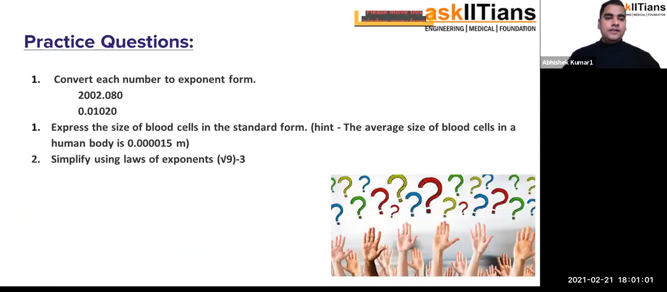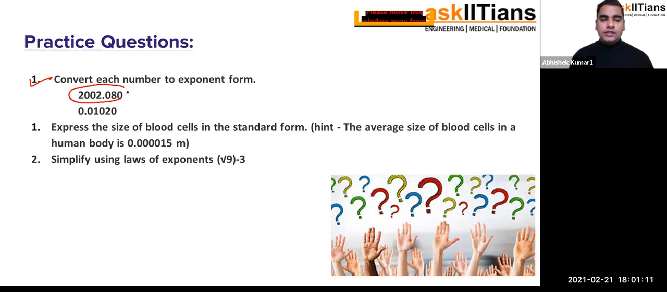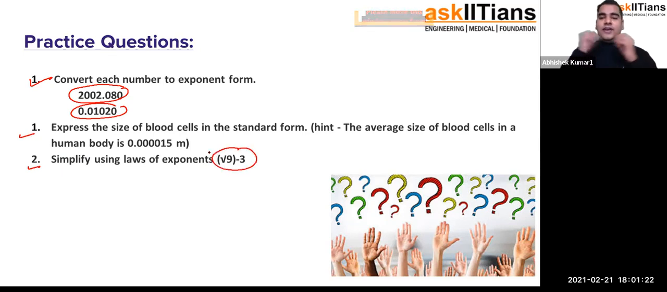Done? All right. So now we have a few questions which you have to try as homework, guys. You have to convert each of the numbers into the exponential form in the first and the second case, then again standard form. Third, you have to simplify using rules of exponent. The third is very similar to the problem that we did just now. You have to try these three problems as homework.